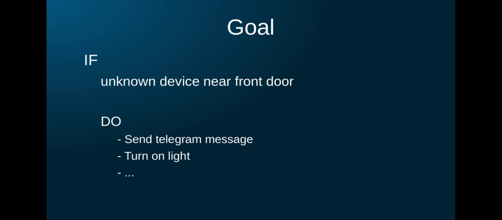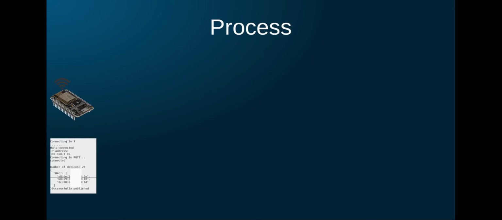The goal of this project is to create a sensor which I can hang at the front door. Whenever a device with an unknown MAC address is near the sensor, I'm notified of this by a light switching on or receiving a telegram message. Let's go through each of the steps of the process.